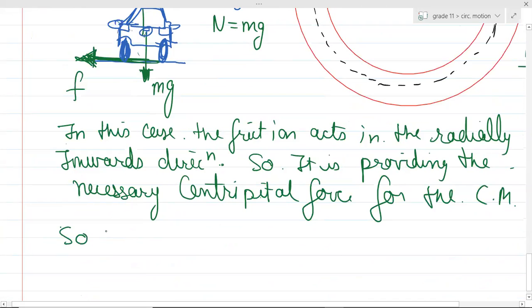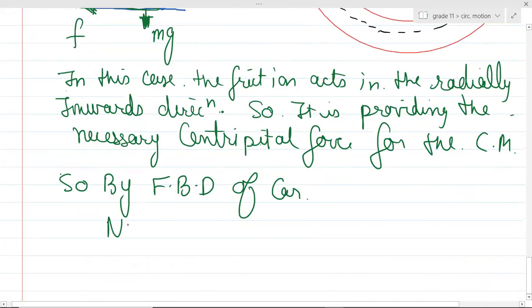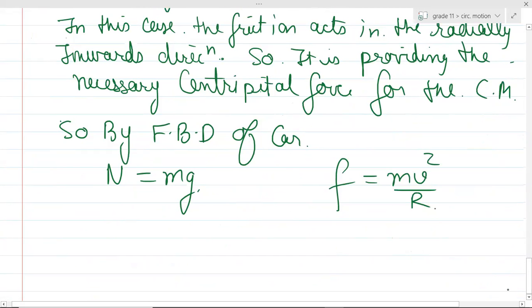By the free body diagram of the car, N should be equal to mg, and friction should be equal to mv square by r. Yes or no, guys? Friction is providing the necessary centripetal force, so F is equal to mv square by r, and normal reaction equals mg.